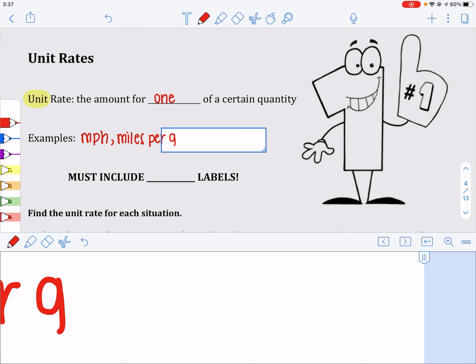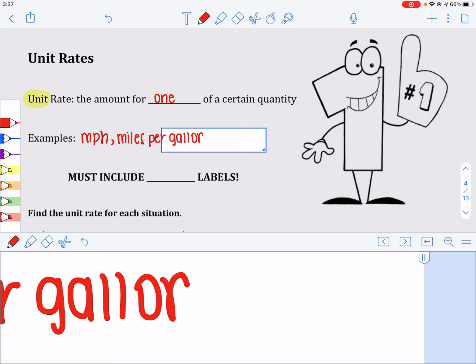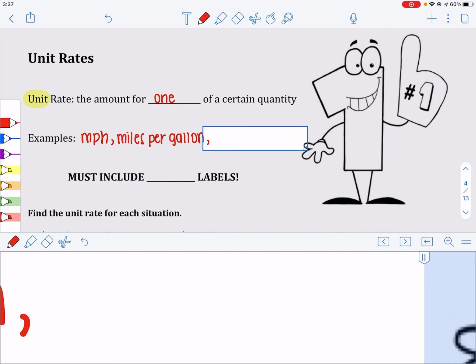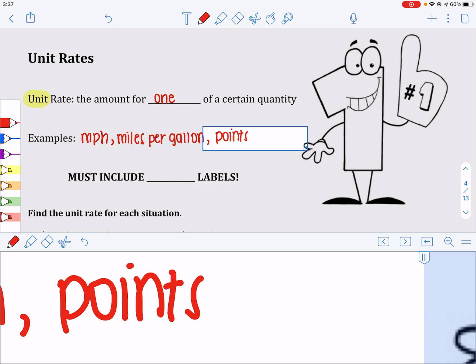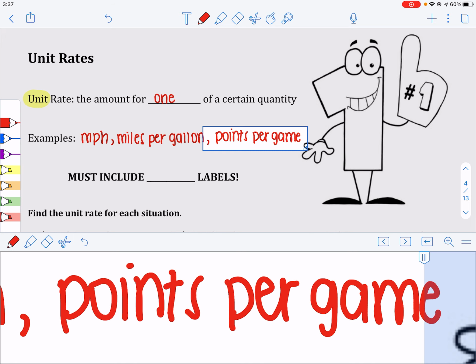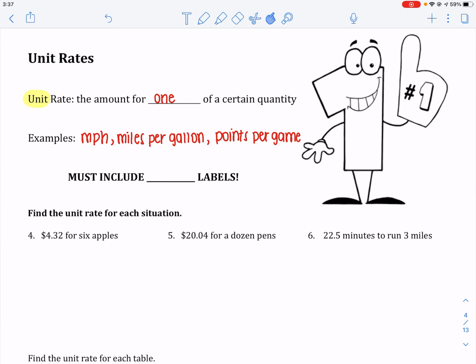So a lot of times we talk about how efficient our car is based on how many miles we get per gallon. So on 1 gallon of gas, how many miles can your car drive? If you're a sports person, you might see a lot of points per game. And a lot of the stats that you'll hear on ESPN or whatever you use for your sports news, a lot of it is unit rates based on per game or per season or per whatever. Anytime it has the word per in it, typically that is going to be a unit rate.